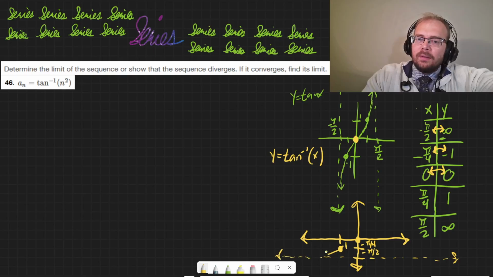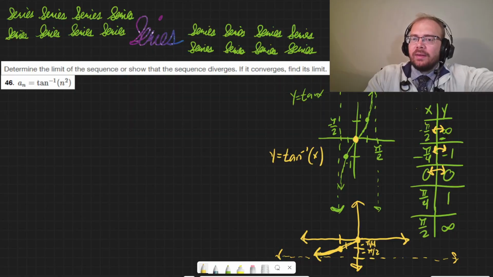So that means it's going like this. And then it goes like this. And then you can kind of guess what's going to happen over here is that when I go over to 1, it's going to go up to pi fourths. So it's about right there. And then pi halves is our other asymptote.